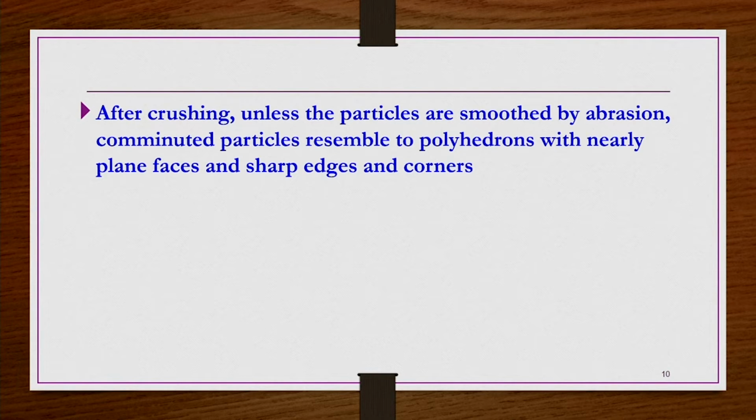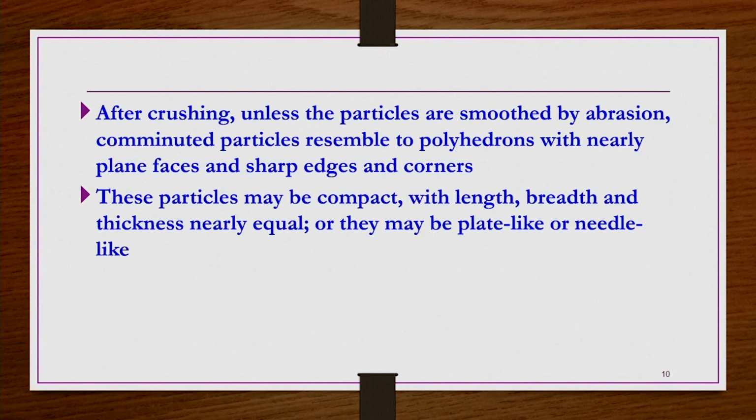that has been crushed. If you have more faces, then sometimes by abrasion during the process they become spherical in shape. Otherwise, in general the polyhedrons will have 4 to 7 faces. They may be compact with length, breadth and width almost nearly equal. However, they can also be plate-like or needle-like in shape.